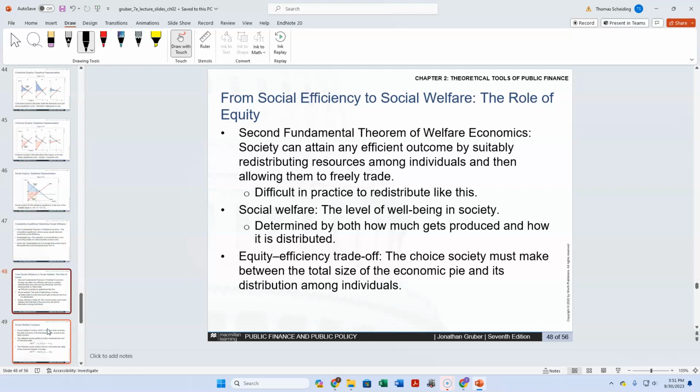And it leads us here to our second fundamental theorem. Our first fundamental theorem was that social efficiency is maximized when we're at the competitive equilibrium price and quantity. And our second fundamental theorem states that we can redistribute the resources among the individuals, but if we allow people to still freely trade, then we can still get an efficient outcome.